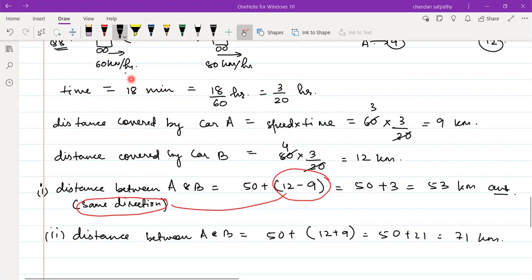Yes, yes. Students, I have made a mistake here. It will be 6 threes are 18 and 6 tens are 60, so it will be 10. Okay. So similarly here also it will be 10. So 10 times 6, hmm, it will be 6 threes are 18, so it will be 18 kilometers.